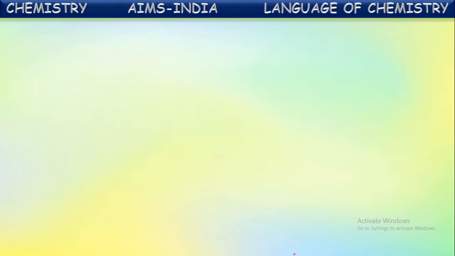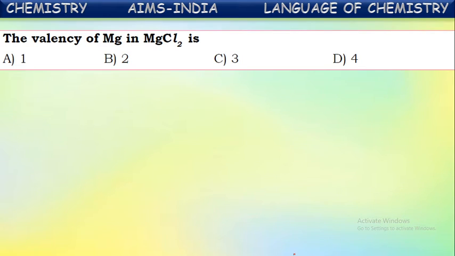Let us see the next question here. What will be the valency of magnesium in magnesium chloride? We can identify it from the valency of chlorine. We know the valency of chlorine is 1. From this compound, if you write the crisscross method, the 1 present here will come to chlorine, so the valency of chlorine itself is already 1. So this 2 will come as the valency of magnesium. So the valency of magnesium is 2.